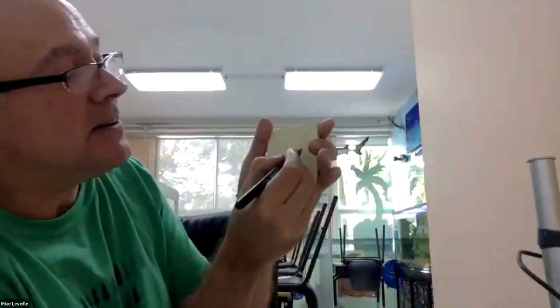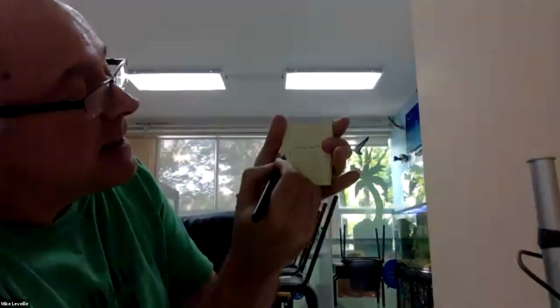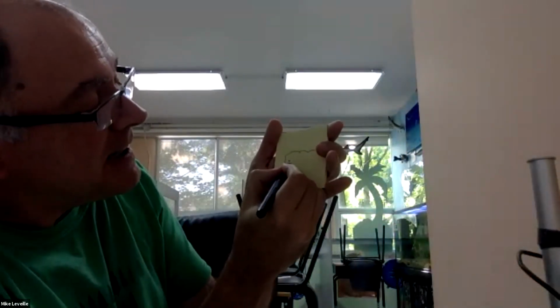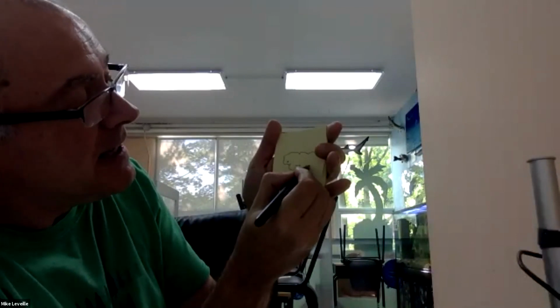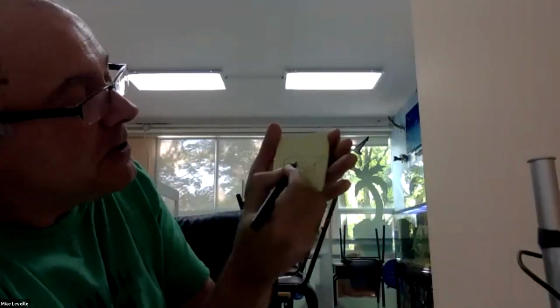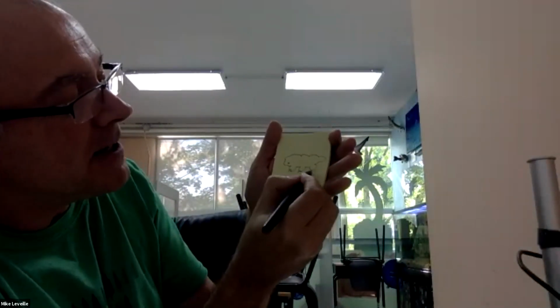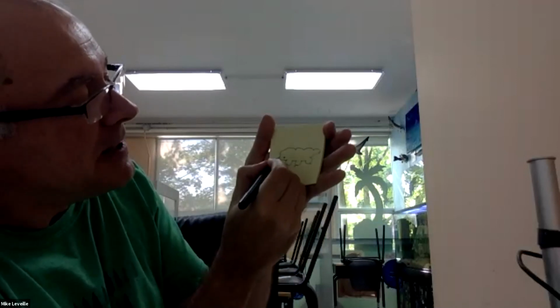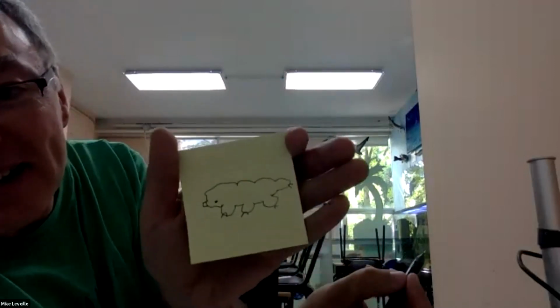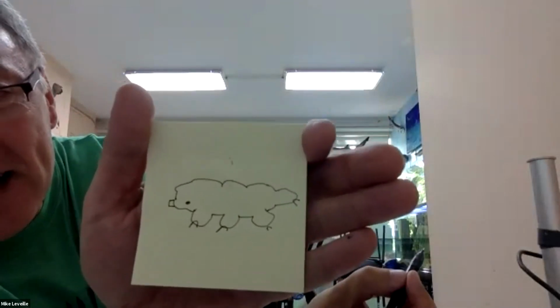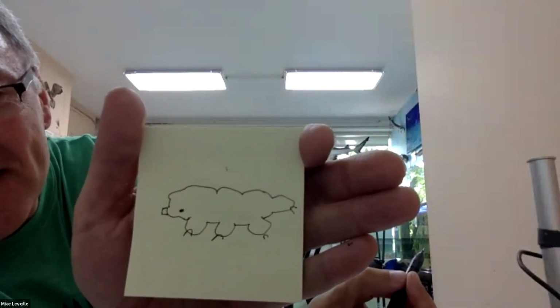I'm just going to make a little doodle here and show you what they look like. They have this plump little body. They have a little eye spot, and then they have 8 legs, but you can only really see 4 legs at a time. And they have a little snout like that. And that's a water bear. They're about 1 millimeter long, and there's all kinds of them.